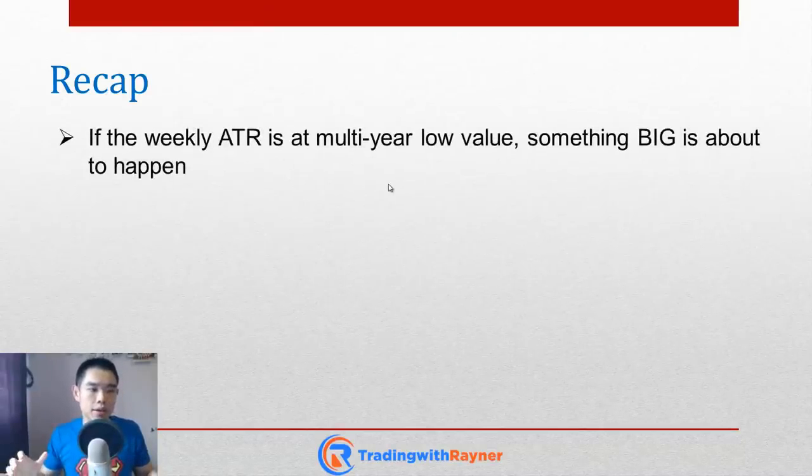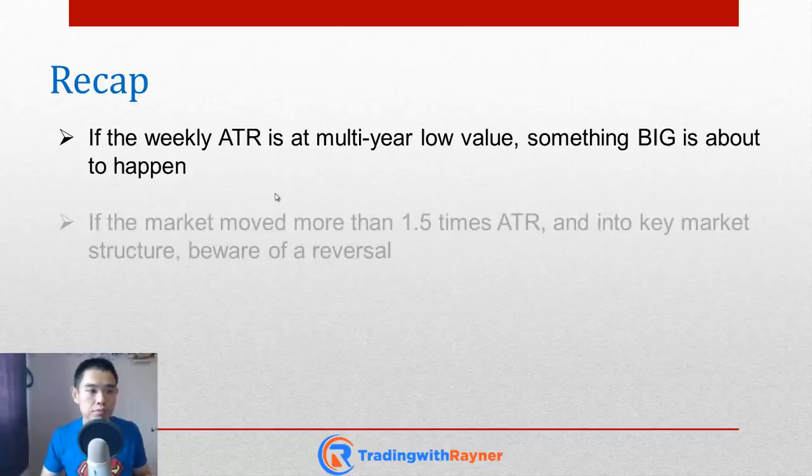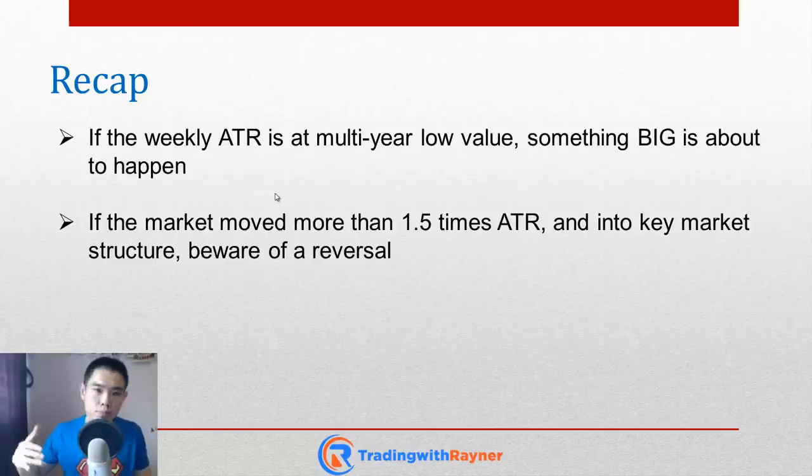Number one, how to identify explosive breakout trades about to occur. If the weekly ATR is at a multi-year low value, something big is about to happen. So watch the price action. If it breaks out of key market structure, you can use multiple time frames to enter the trade and potentially ride the big move. Number two, if the market has moved more than 1.5 times ATR into a key market structure like support or resistance, beware that the market could possibly reverse. So if you want to confirm the reversal, you can use basic reversal candlestick patterns like shooting star, hammer, etc.